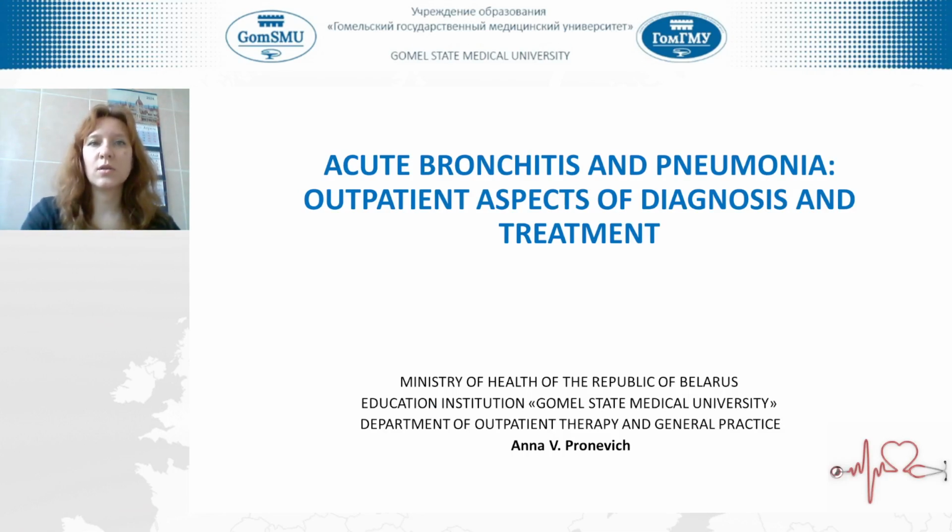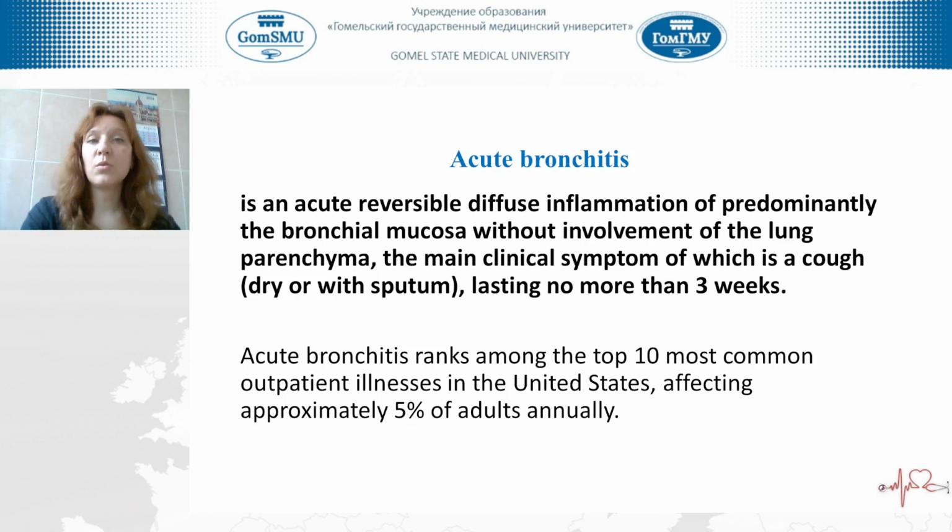Today's topic is acute bronchitis and pneumonia, outpatient aspects of diagnosis and treatment. And now we're talking about acute bronchitis. Acute bronchitis is acute, reversible, diffuse inflammation of the bronchial mucosa without involvement of the lung parenchyma. The main clinical symptom of which is a cough. It can be dry or with sputum, lasting no more than 3 weeks.